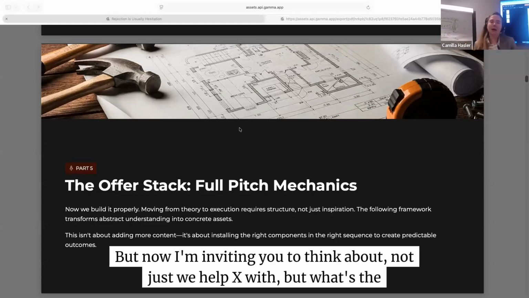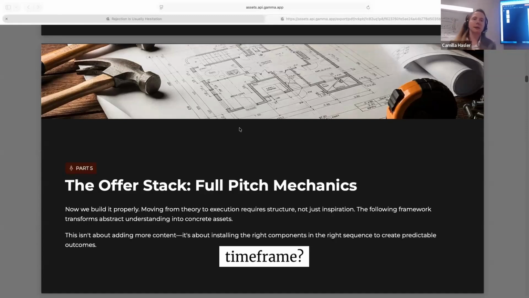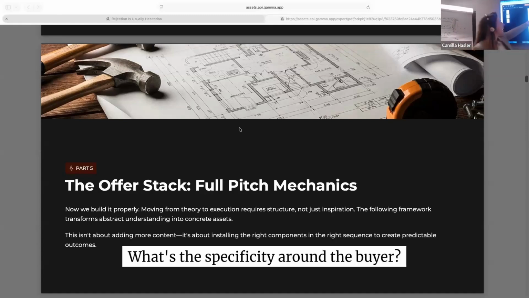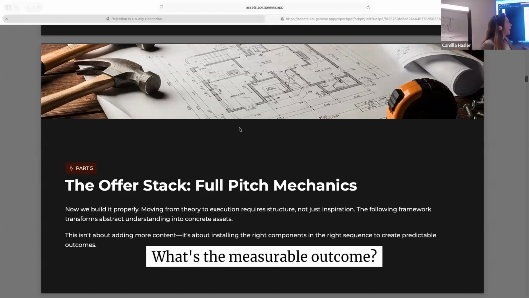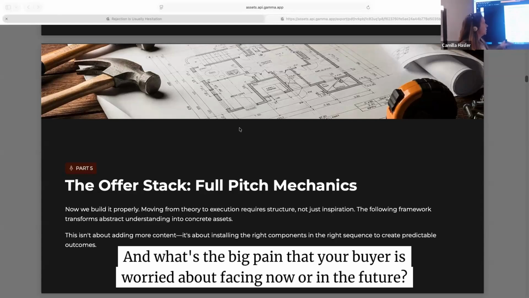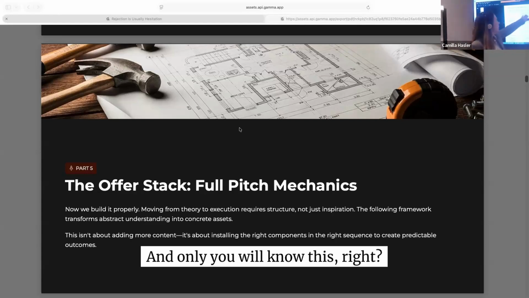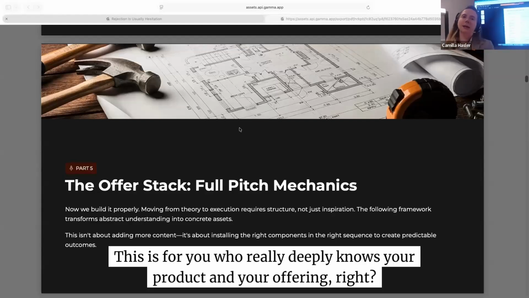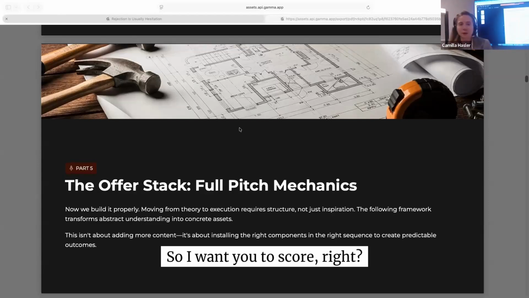But now I'm inviting you to think about, right, not just "we help X with," but what's the time frame? What's the specificity around the buyer? What's the measurable outcome? And what's the big pain that your buyer is worried about facing now or in the future? And only you will know this, right? This is for you, who really deeply knows your product and your offering, right? So that's number one.